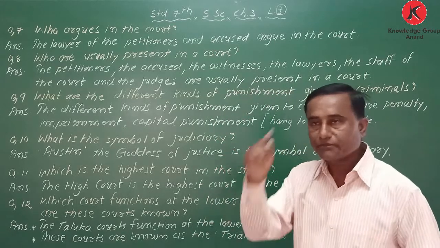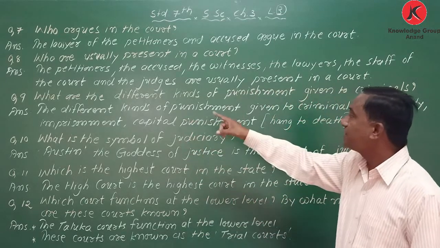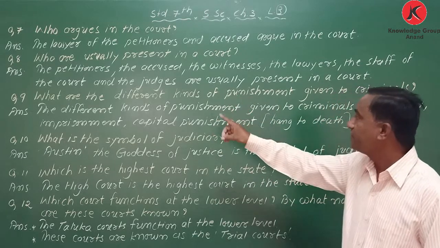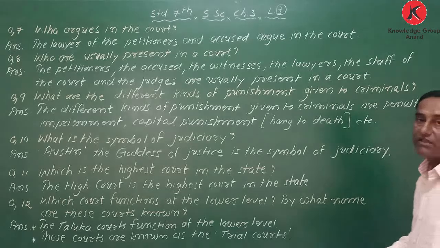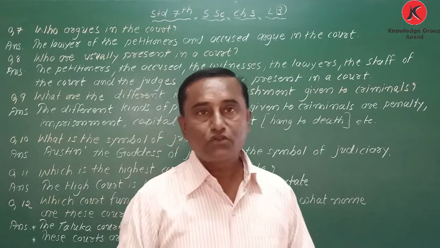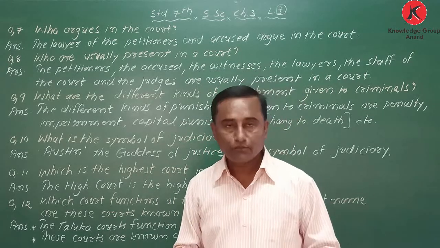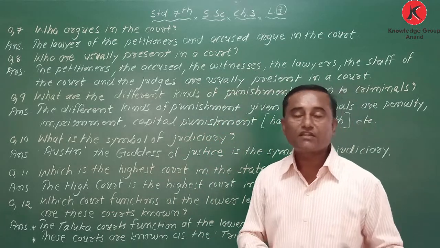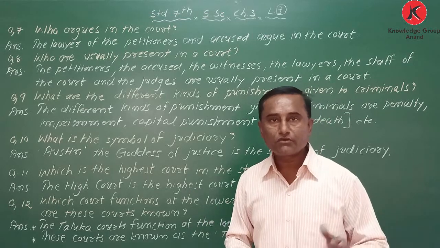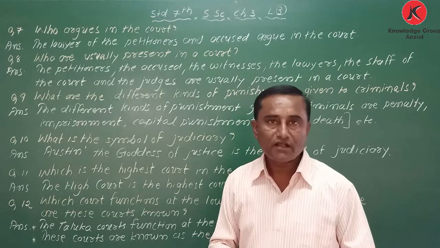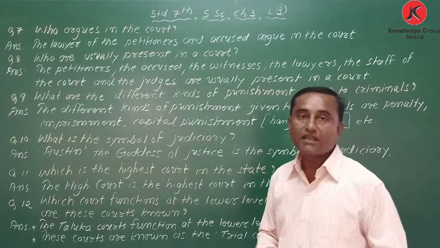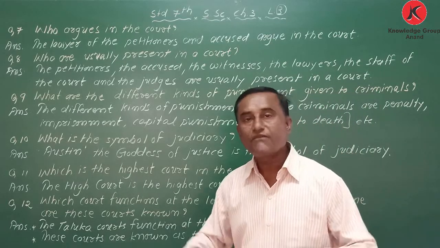Got it? Next one. What are the different kinds of punishment given to the criminals? When any person is found guilty, a criminal, which kind of punishment can be given to that person? We know in many movies they show the 300, the 307 or so. According to that, they are just punishing the person. So which kinds of punishments are given?